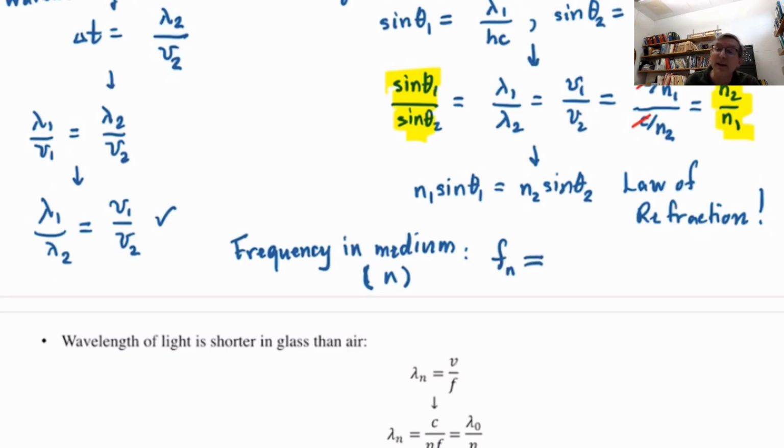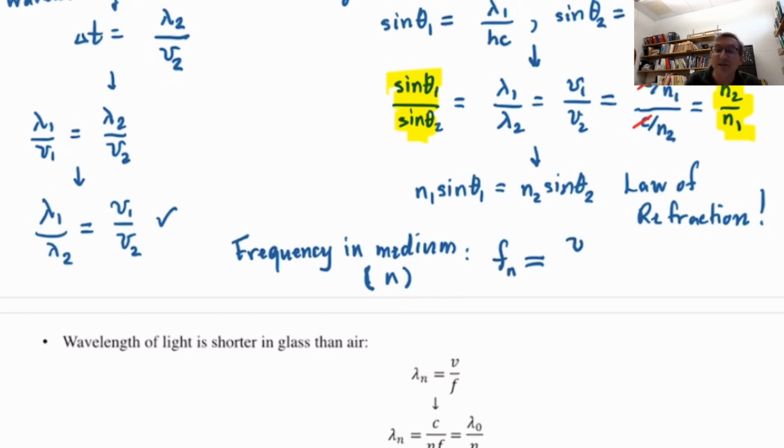There's a very simple relationship between the key properties of frequency of the wave, speed of the wave, and the wavelength of the wave. We used that when we studied mechanical waves last semester. And that relationship is the frequency of the wave equals the speed of the wave, so that would be in this material with index of refraction n, divided by the wavelength.